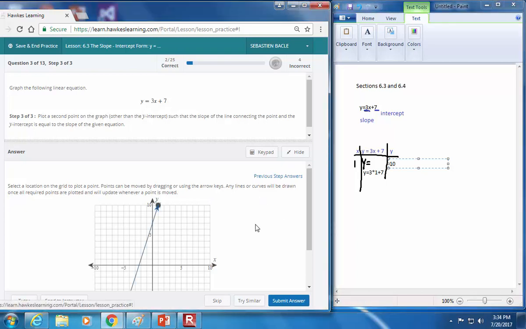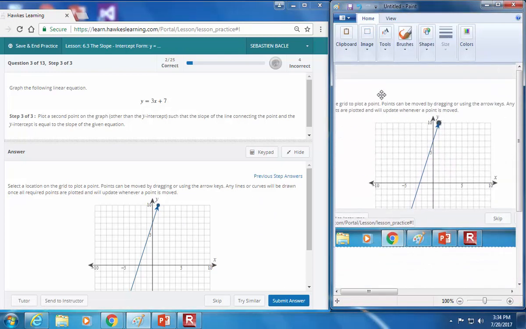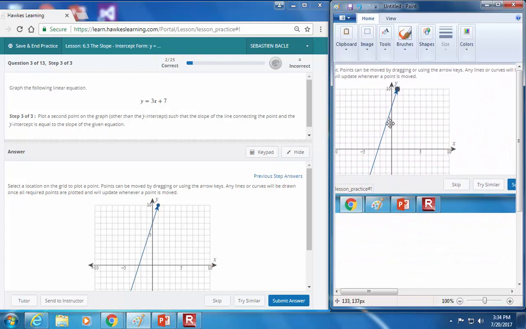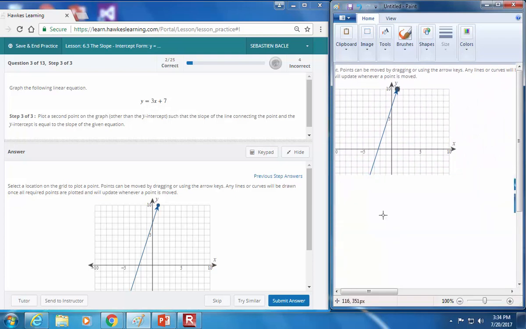Now, I will mention there's a second way that you can find this particular point, and I'm going to do this by copying and pasting this graph here so that you can see what I'm doing with a little pen.